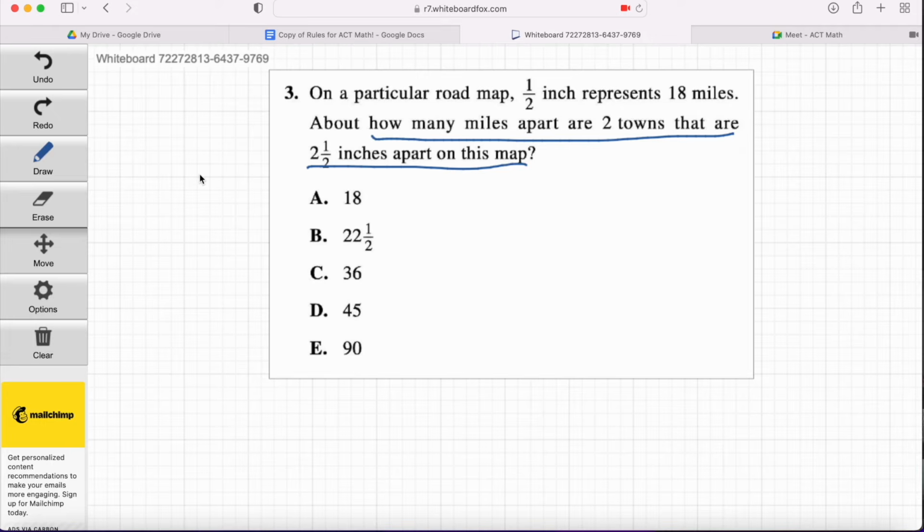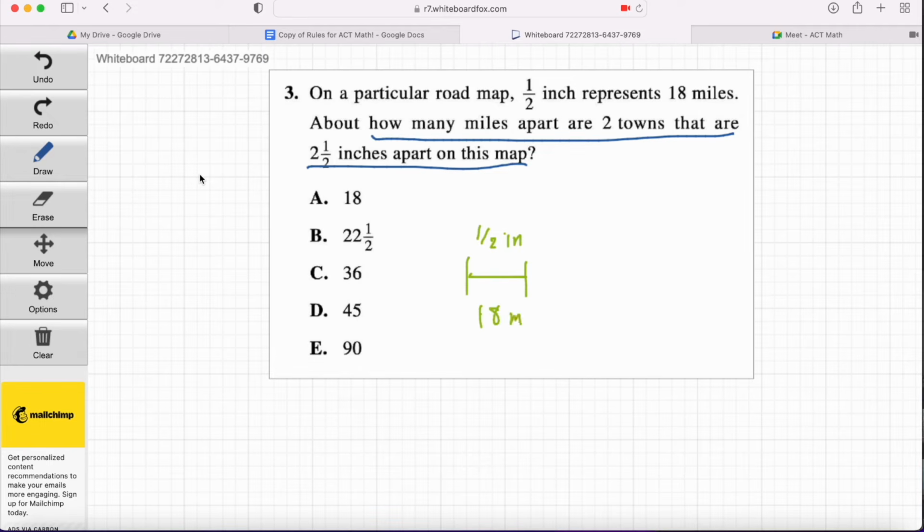Okay. So we're trying to figure out how many miles apart these two towns are that are 2.5 inches apart on the map. I want to start by drawing a picture, Abby. I'm just going to start here on a clear spot on the whiteboard. So it says that 1/2 inch represents 18 miles. So I'm going to draw half an inch. I know it's not going to be perfect, but something like half an inch. And so that's 1/2 inch, and that represents 18 miles.